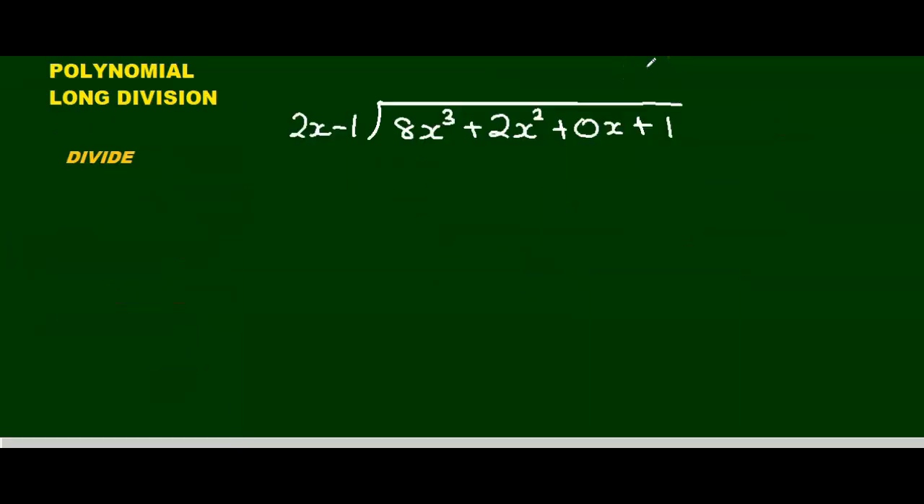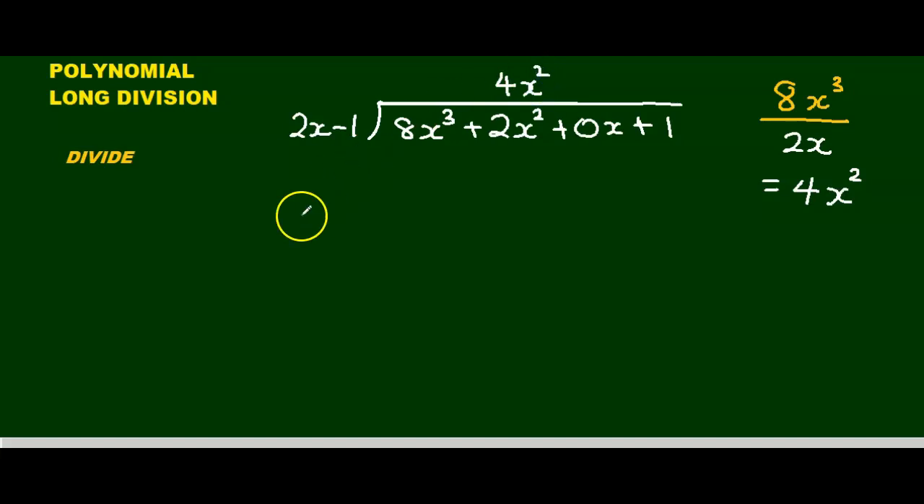Okay, now let's try this one. I've added a 0x here to make it easier on myself. So we're going to start by dividing. We're going to divide 8x cubed by 2x, which is in my divisor. So I have 8 divided by 2 is 4. x cubed divided by x is x squared. I'm going to put that in my quotient.